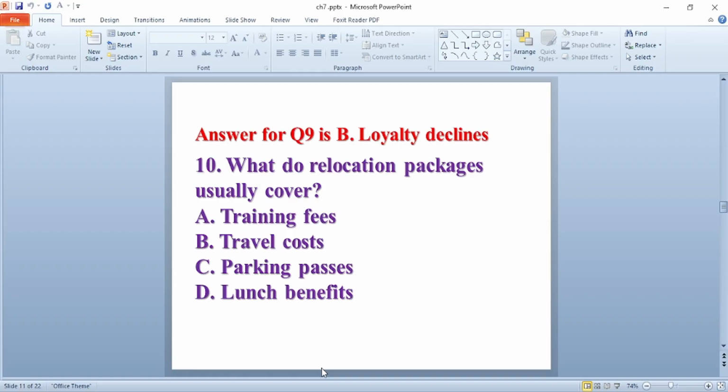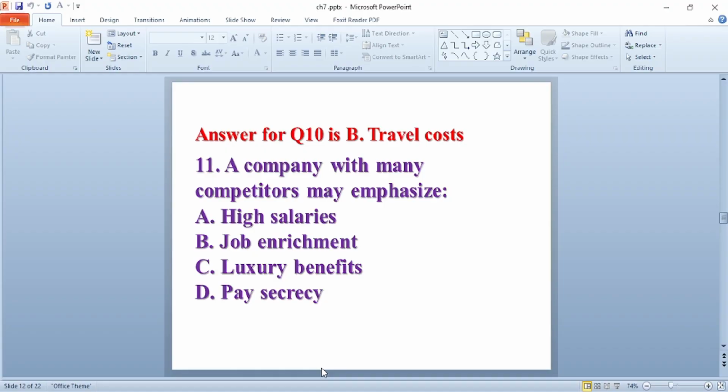Question number 11. A company with many competitors may emphasize dash. A. High salaries, B. Job enrichment, C. Luxury benefits, D. Pay secrecy. The answer is B. Job enrichment.